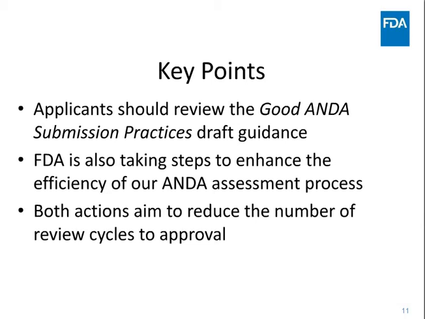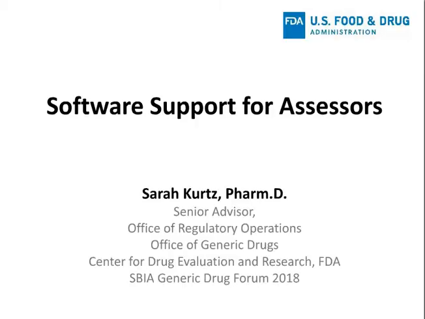So in summary, I really encourage you to review the Good ANDA Submission Practices Draft Guidance. This goes into those common deficiencies that we see over and over again. And if you take a look at this, it'll also make recommendations to you on how you can avoid those deficiencies so you can get your application approved faster. We also, in addition to focusing on what applicants can do, are taking steps to improve the efficiency of our internal assessment process of ANDAs. And both of these actions are really important process improvements that will achieve that Drug Competition Action Plan goal of reducing the number of review cycles to approval. So thank you.